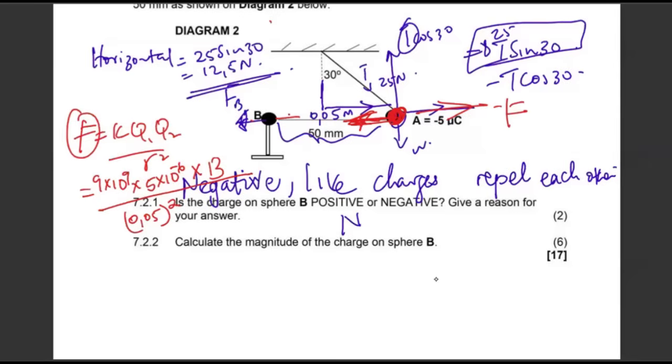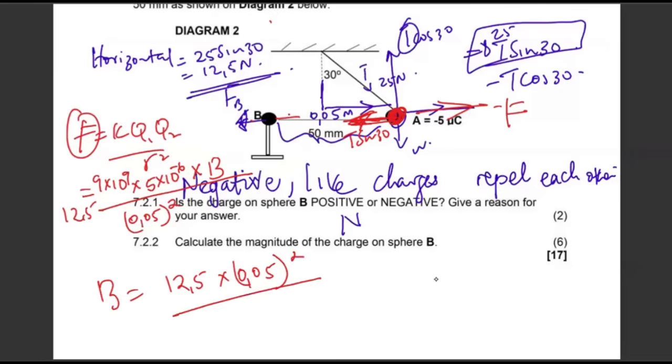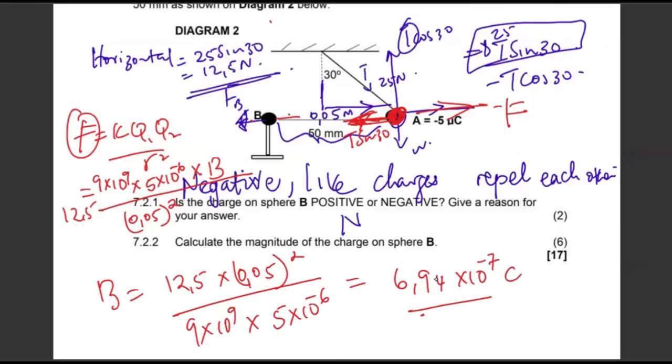Okay. Then I'm going to equate this force because remember we say that this force is the same as the T sine of 30. So I will equate it to the 12.5. That means it's going to be 12.5 multiplied by 0.05 squared, divided by the 9 times 10 to the 9 times 5 times 10 to the negative 6. Okay, so when you simplify this, I'm getting 6.94 times 10 to the negative 7 coulombs.